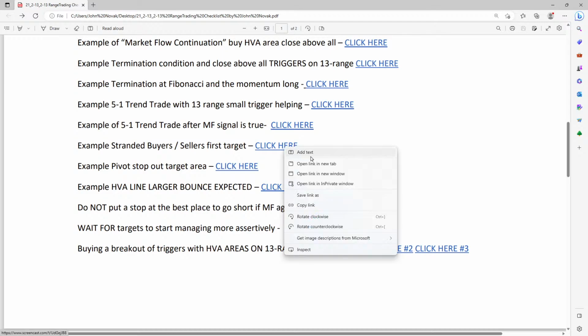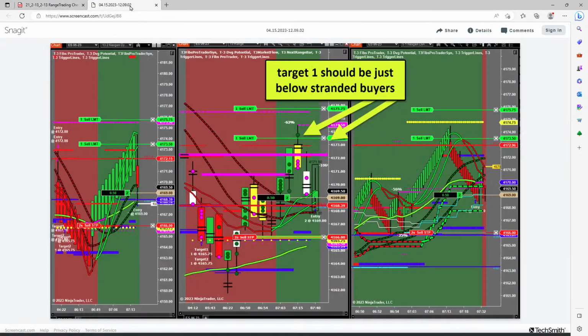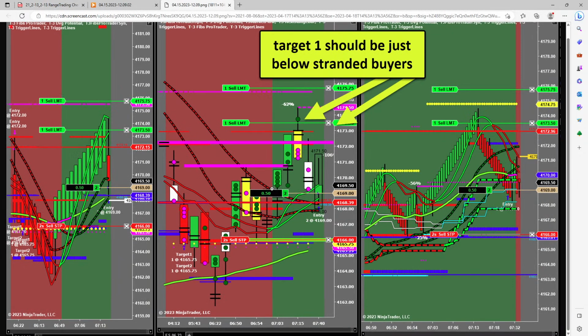All right. Now, if you're in a trade, this is another good use of the market flow. So let's say you're in this trend trade, and you're saying to yourself, you know what? I love the trend trade. It's a good trend trade. I'm going to take it.